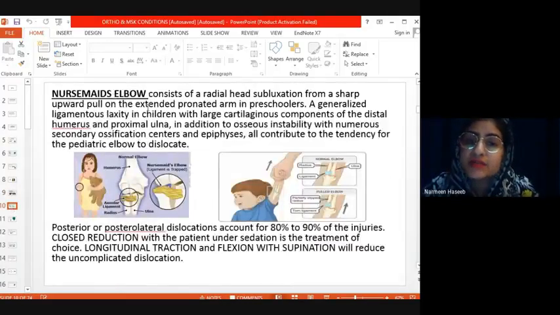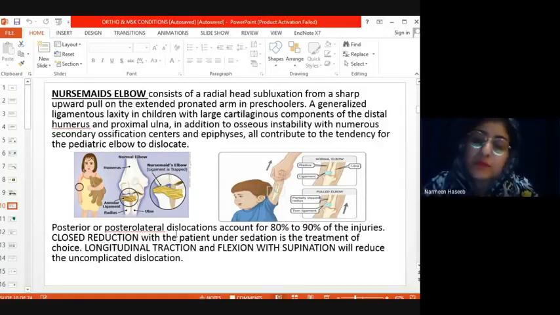Then we have this nursemaid's elbow. It consists of a radial head subluxation from a sharp upward pull on an extended pronated arm in preschoolers, as you can see over here, a sharp upward pull on the extended pronated arm. There is generalized ligamentous laxity in children, with large cartilaginous components of the distal humerus and proximal ulna. In addition to osseous instability with numerous secondary ossification centers and epiphyses, all contribute to the tendency for the pediatric elbow to dislocate. Posterior or posterolateral dislocations account for 80% to 90% of the injuries.